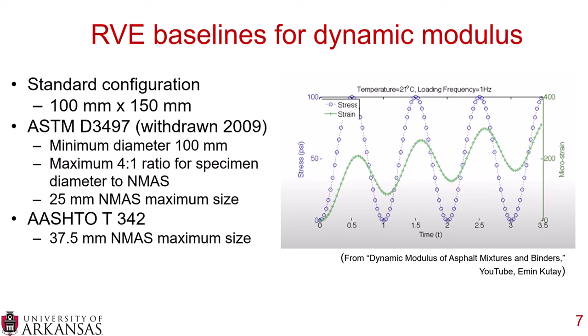Now, if you look at a little more current standard, AASHTO T342, it explicitly states that 37.5 nominal maximum aggregate size is the maximum aggregate size that you can have in your sample.